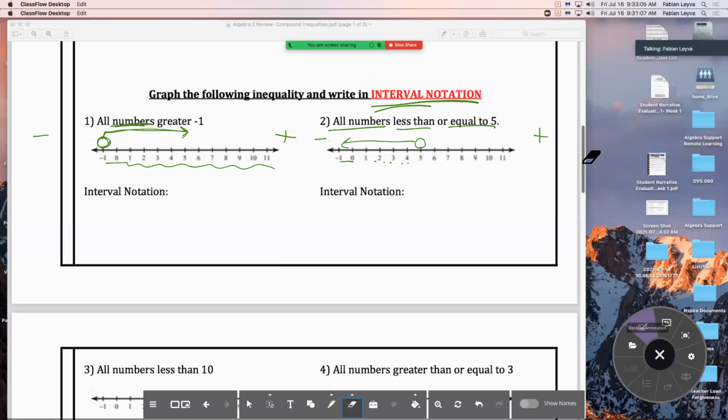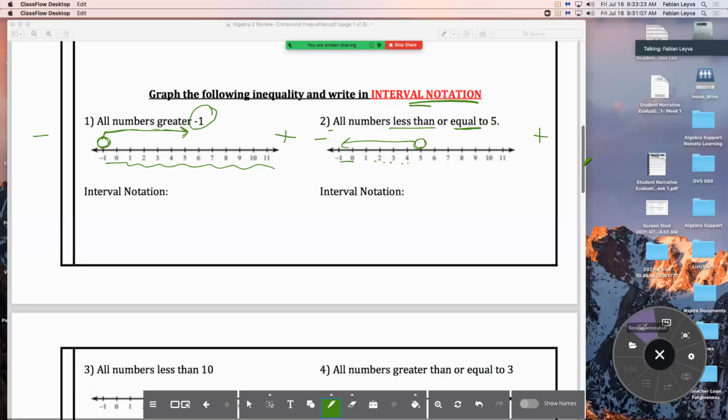Now, keep in mind that there is a huge difference between these two problems. One of the problems is asking for all the numbers that are greater than -1, so it's not including that value of -1. I want the numbers that are bigger. This one wants it less than or equal to, so you need a way to tell the reader, hey, 5 also works.